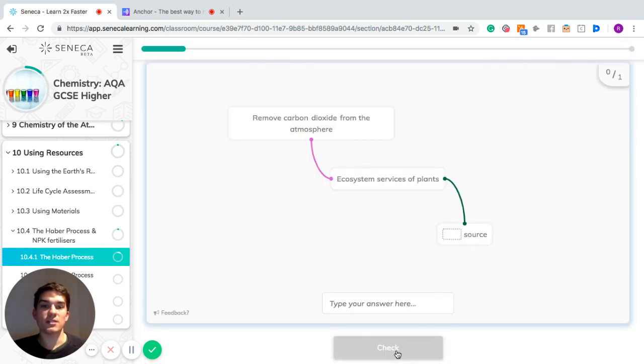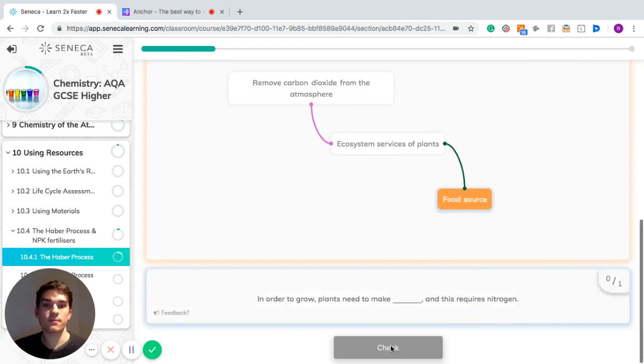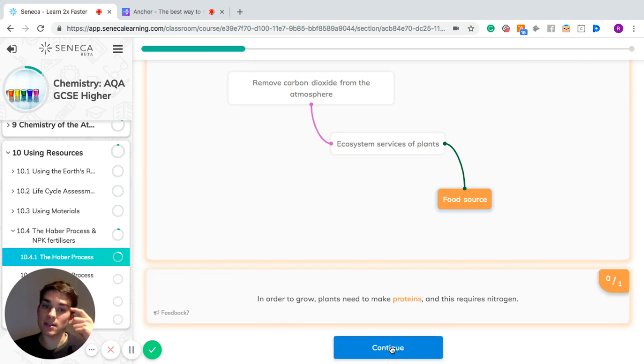So remember, ecosystem services of plants. Firstly, they remove carbon dioxide from the atmosphere. And secondly, they're a food source. In order to grow, plants need to make proteins, and this requires nitrogen.